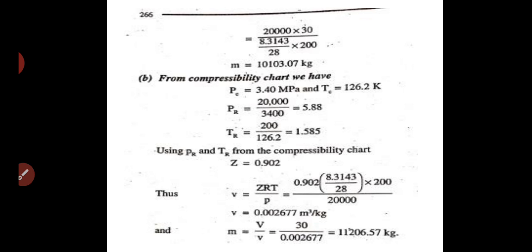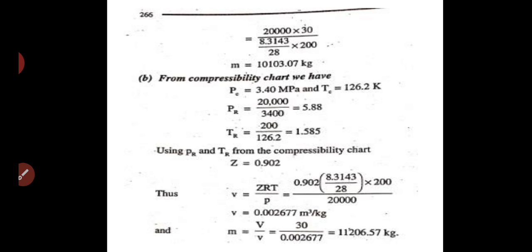If I want to find out the mass for the generalized compressibility chart, mass is equal to volume divided by specific volume. Volume is 30 meter cube, specific volume we have found out as 0.002677. We found that the mass is 11,206 kg. Now you can see in these two solutions what we have found out. The mass of the gas in a 30 meter cube cylinder was 10,103 kgs if you calculate using the ideal gas equation.